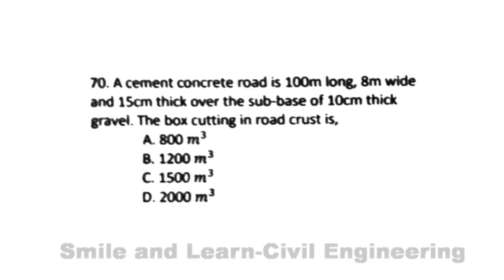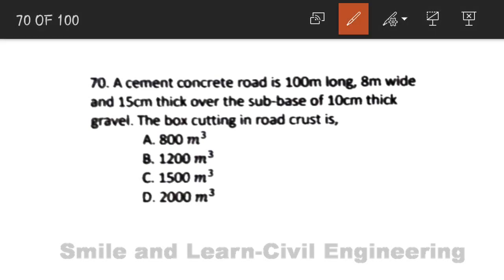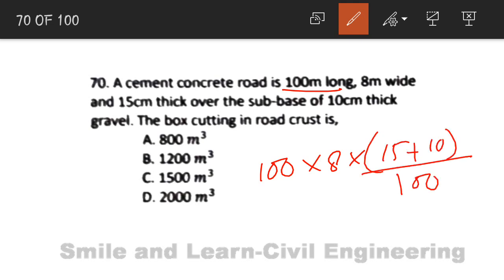Next question, a cement concrete road is 100 meter long, 8 meter wide and 15 centimeter thick over the subbase of 10 centimeter thick gravel. Box cutting will be, so you have to find the volume. Now you see this is 100 meter long, so we will multiply 100 into 8 into 15 plus 10. Now this is in centimeter, let's convert to meter, divide by 100. If we calculate this value, it will come around 200. So according to me, the value will be option D.